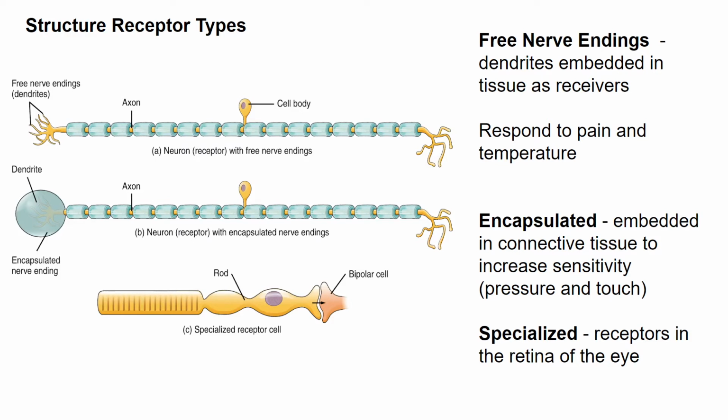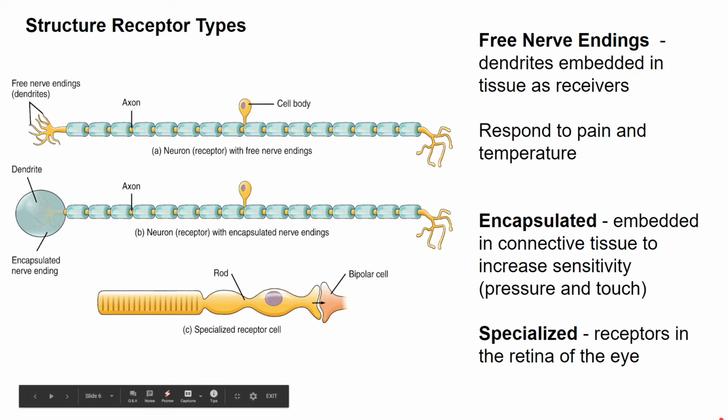So the structure types, you have 3. You have free nerve endings. The dendrites are embedded in the tissue as receivers. They respond to pain and temperature. So here we have our nerve endings, your cell body, and your axon.